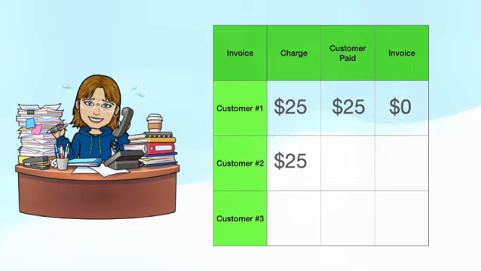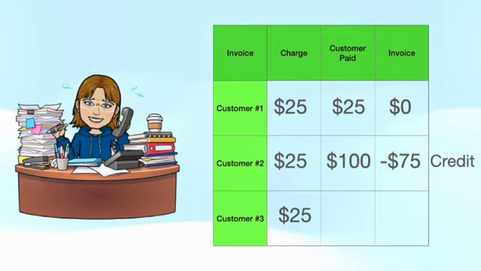Customer 2 was charged $25. Customer 2 paid $100, so they have an invoice of negative 75. That means they have a credit of $75. Customer 3 has a charge of $25. They paid $20, so they have an invoice of positive $5. That means that they owe you $5 more. So the positives and negatives are the credits and the debits.